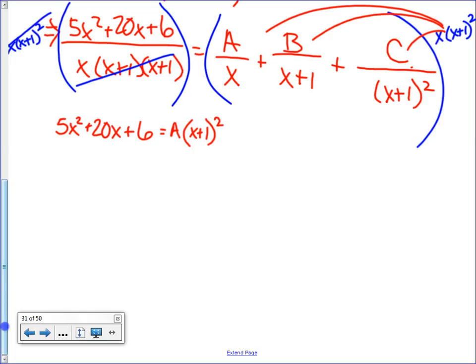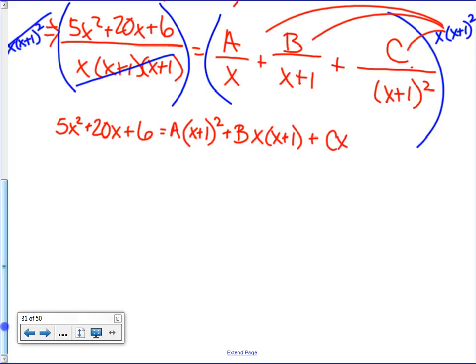x plus 1 squared. Does that make sense? The x's cancel, but the x plus 1 squared remains. And then for the b, the x plus 1 cancels, but x remains. Yeah, you could do x squared plus x, or you could do x times x plus 1. And then for c, the x plus 1 squared, and I have cx. Look good?